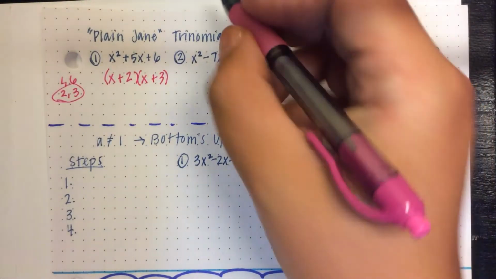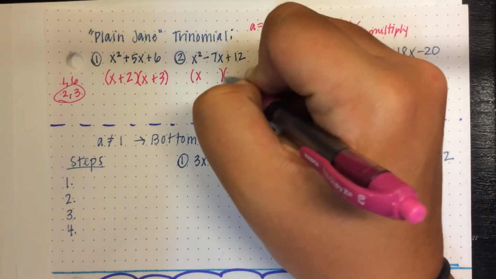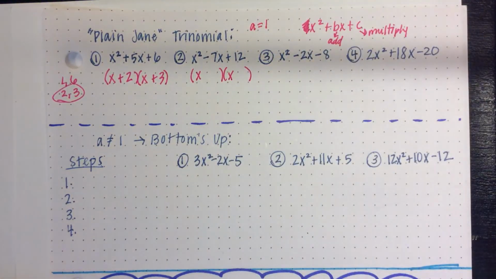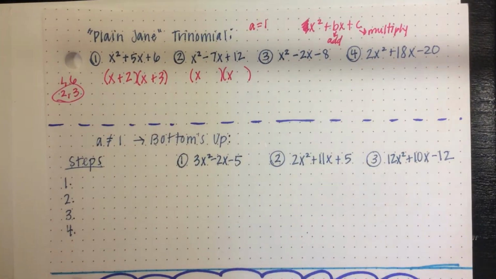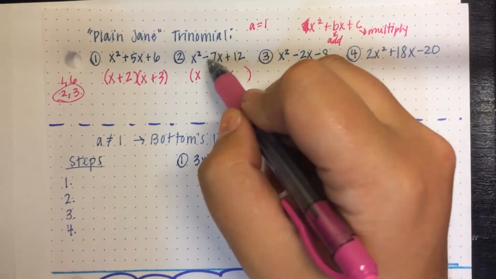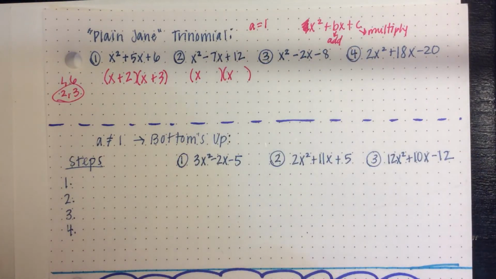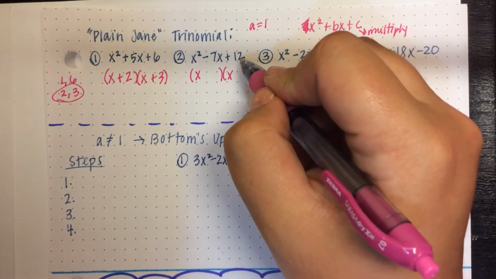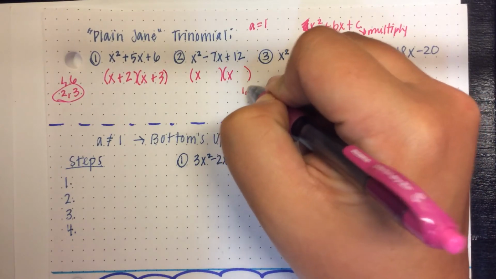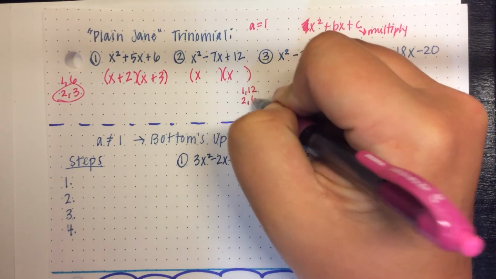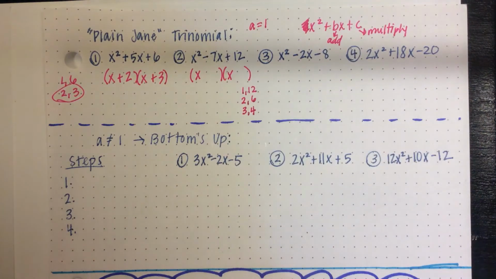For the second one, I'm going to go straight to my parentheses. But this one's a little different. If I'm working with all positives in my equation, I have all positives in my answer. That's an easy one. But here, I've got this -7 in there. So I'm going to ignore that -7 for just a second. I want to find two numbers that multiply to 12. So my options are 1 and 12, 2 and 6, and 3 and 4. Those are all my factors of 12.